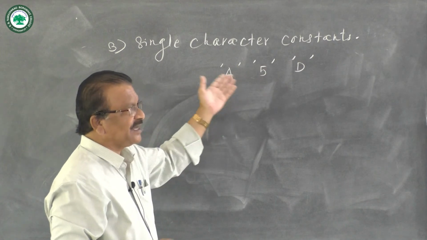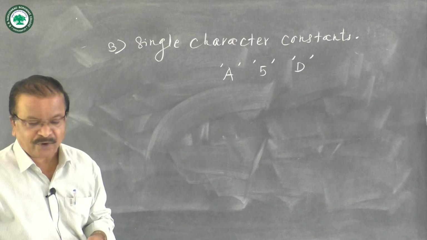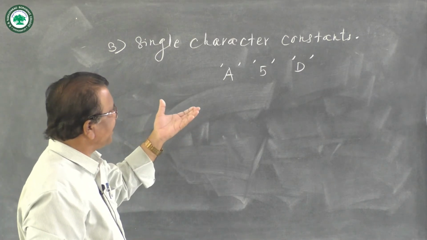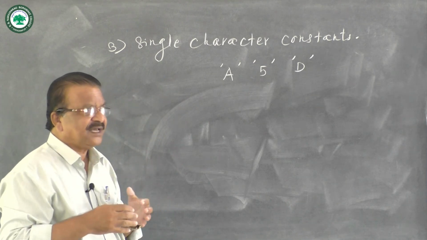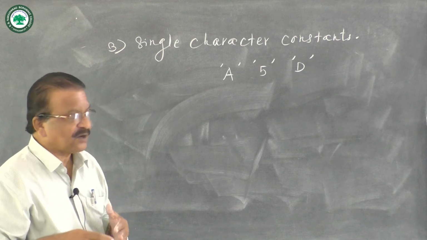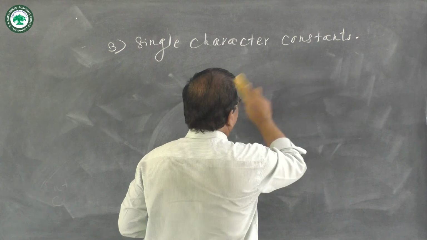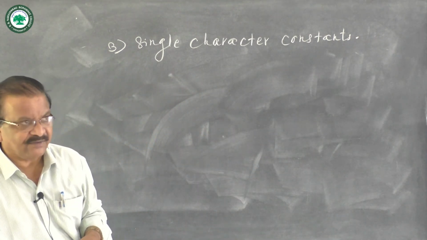These are single characters surrounded by single quotes which slant or point to the left. These are single character constants. Single character constants are associated with some values which are called ASCII values.